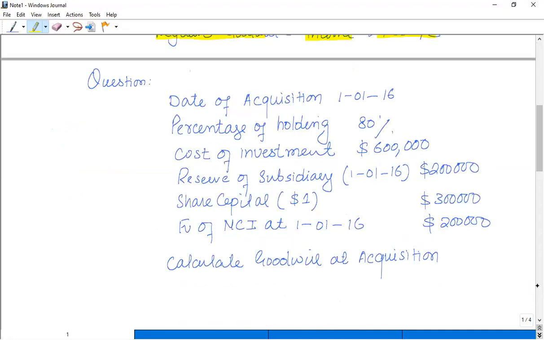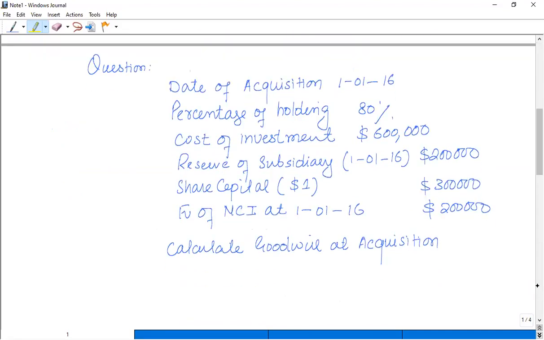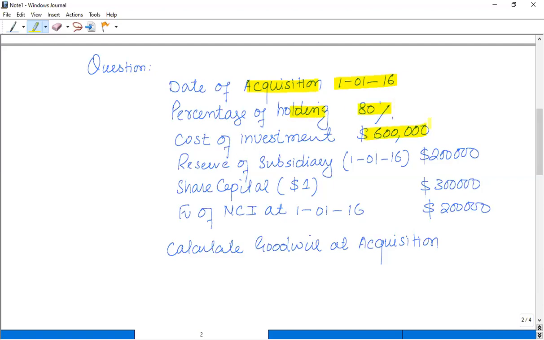So let's discuss the question. For example, our date of acquisition is 1st January 16. The percentage of holding by the parent company is 80%. The cost of investment is given $600,000. The reserves of subsidiary at the date of acquisition was $200,000. Similarly, share capital and fair value of NCI $200,000. Calculate goodwill at acquisition. Let me put the values in the format.